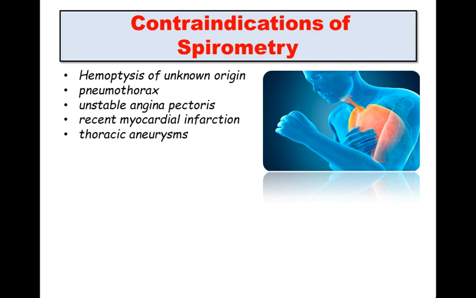Thoracic aneurysms mean certain abnormal swellings of the blood vessels that are present in the thorax. So if there is any kind of aneurysm present inside the thorax, it is better to stay away from spirometry. Otherwise, there is a chance that the aneurysm might burst inside the thorax and cause a medical emergency. Similarly, abdominal aneurysms also are important contraindications of spirometry.